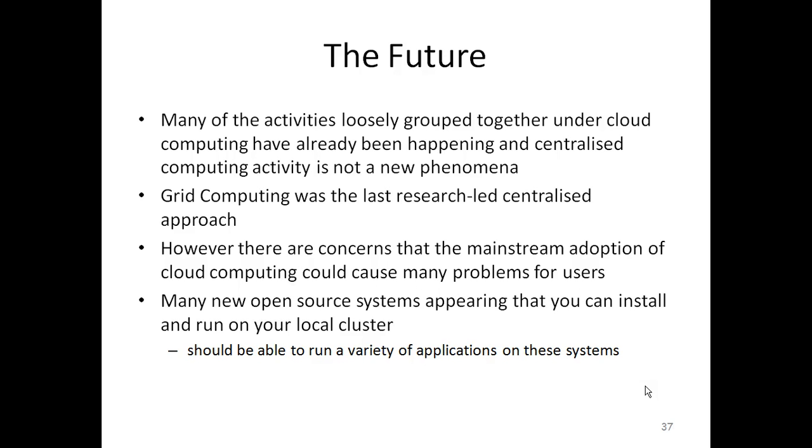Coming to the future, many activities loosely grouped together under cloud computing are already happening, and they are also taking care of security measures and scheduling. The scheduling department is taking care of every loophole. Grid computing was the last research, and it is a centralized approach. The main concern is mainstream adoption of cloud computing, which causes many problems for the user, with disadvantages as mentioned earlier. Many new open source tools are appearing that can be installed and run on your local cluster, running a variety of applications on these systems or on other platforms.